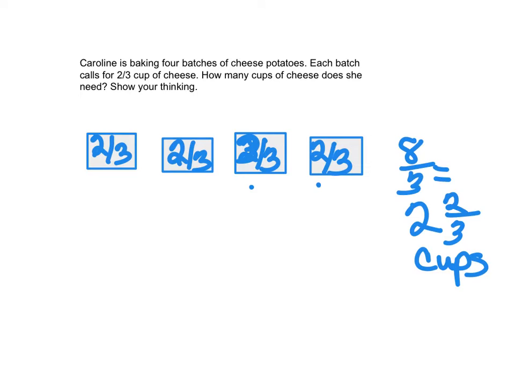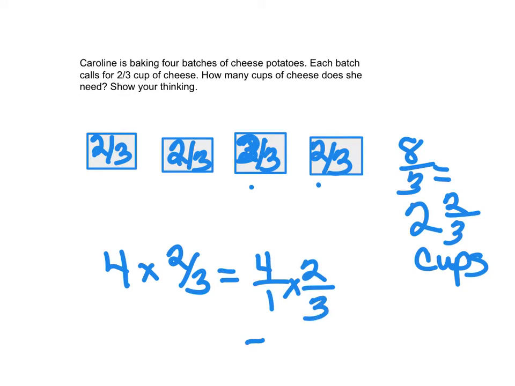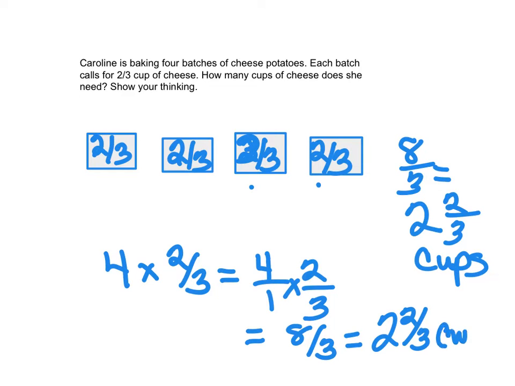To solve it mathematically, it's just 4 times 2/3. And you can think of it as 4 wholes times 2/3, which equals 8/3 again. And then we turn it into a mixed number, which is 2 2/3 cups. Turn the page.